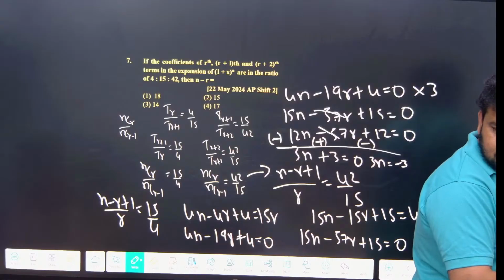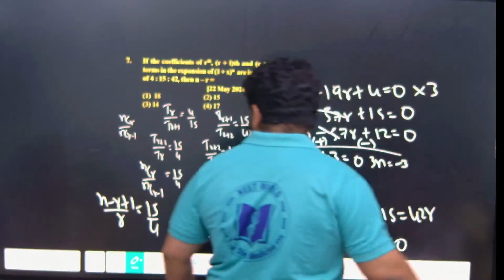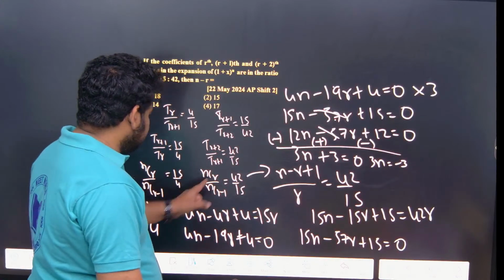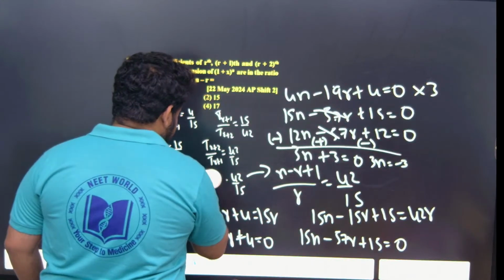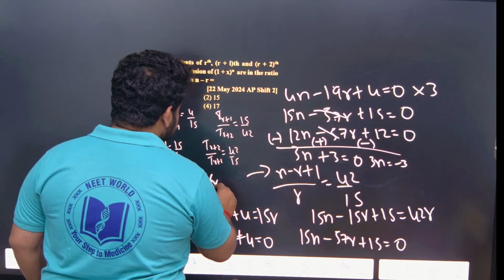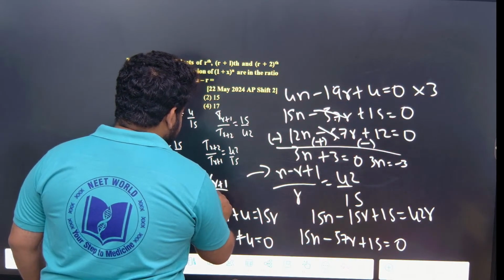nCr+1 by nCr. Which one? This one, 42 by this one. Okay, this we have written reverse. Correct now? This we can write as nCr+1 by nCr. Okay.